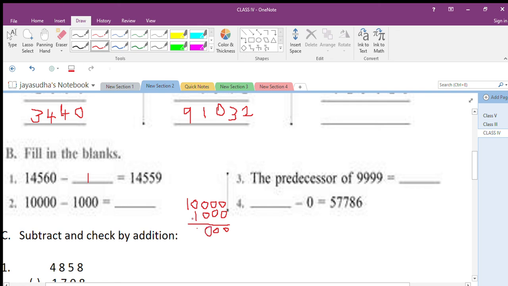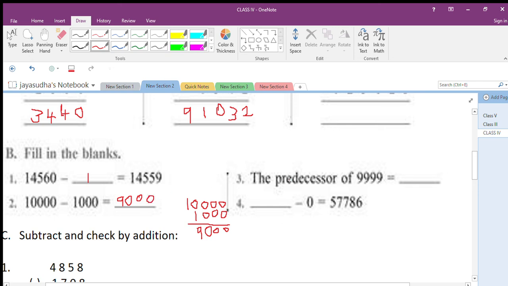Here 0, here 1. So you can't subtract 0 minus 1. So you have to borrow from the next column, 10. This 10 minus 1, what do you get? 9. So your answer is 9,000. 10,000 minus 1,000 is 9,000. Do this subtraction in your rough column near the second sum. Okay, 9,000. This is your answer.